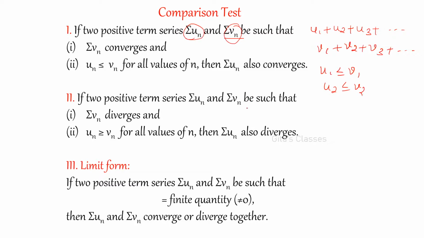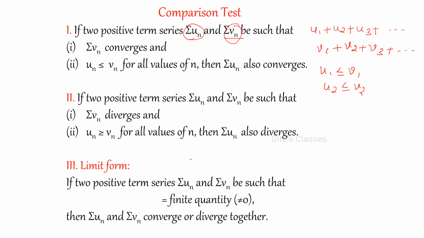Similarly, for the next form, if sigma vn is divergent and you know that all the values of un are greater than or equal to vn, so sigma vn itself is divergent, then all the values of un which are greater than that will definitely also be divergent. Then the limit form.